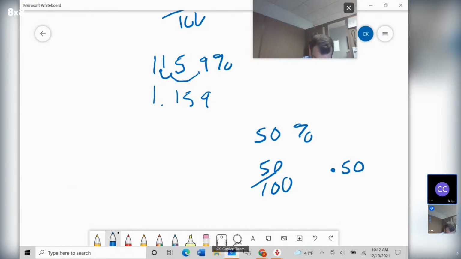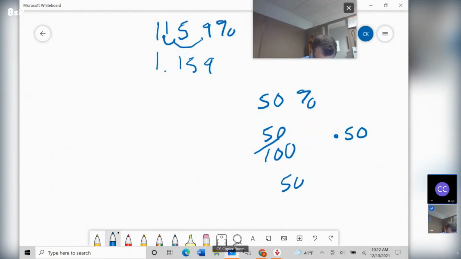And with the 50%, you're going to be like, well, I'm going to move it 2 places to the left. So there's a couple different ways you can do it, but I wanted to kind of give you the visualization of really what a percent is. It's over 100.